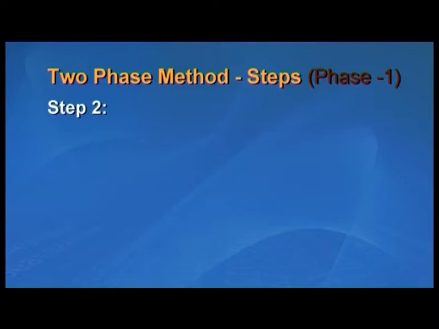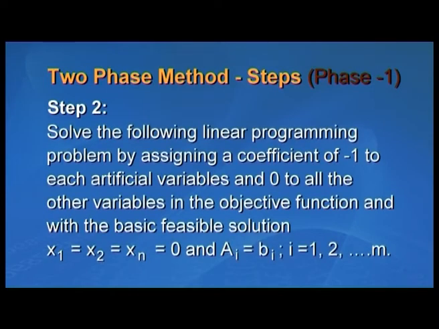Step 2. Solve the following linear programming problem by assigning a coefficient of -1 to each artificial variable and 0 to all the other variables in the objective function, and with the basic feasible solution x1 = x2 = ... = xn = 0 and ai = bi, where i = 1, 2, up to m.